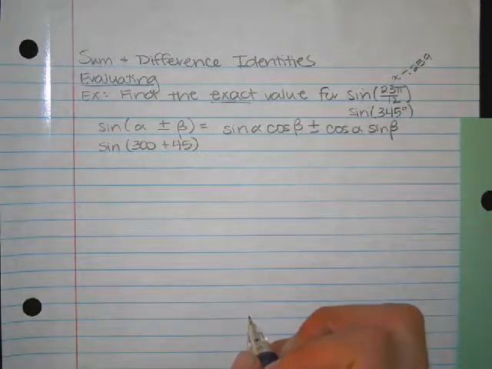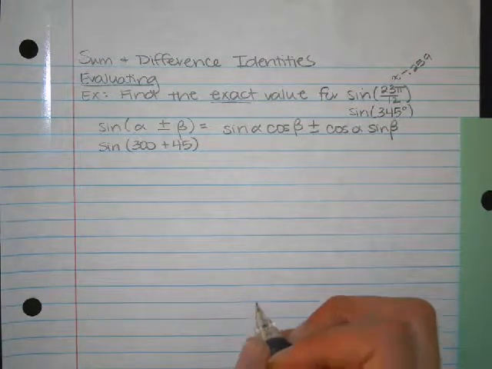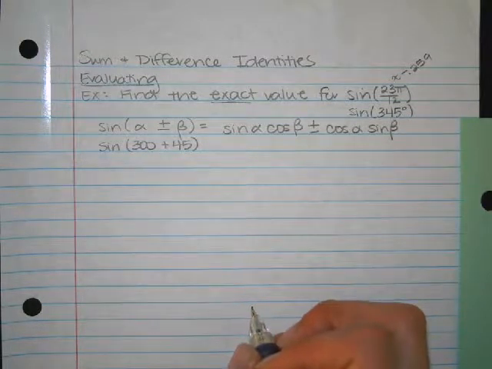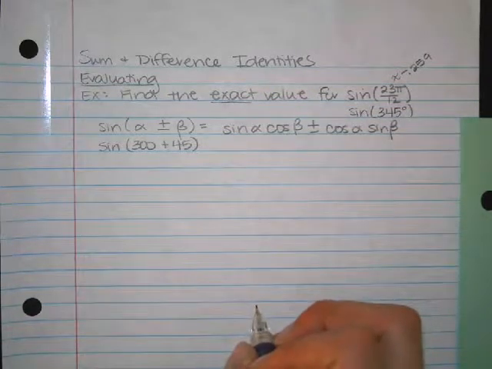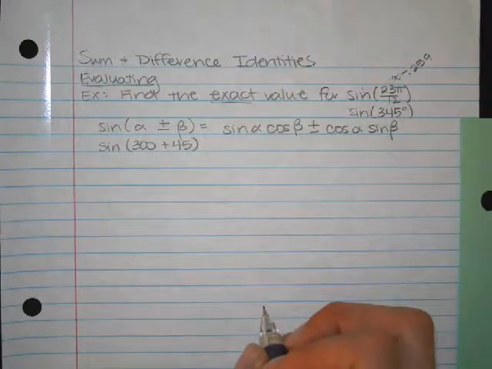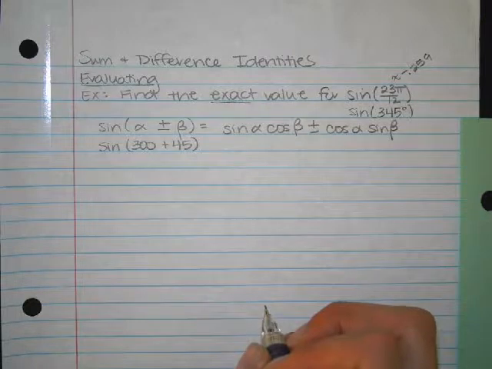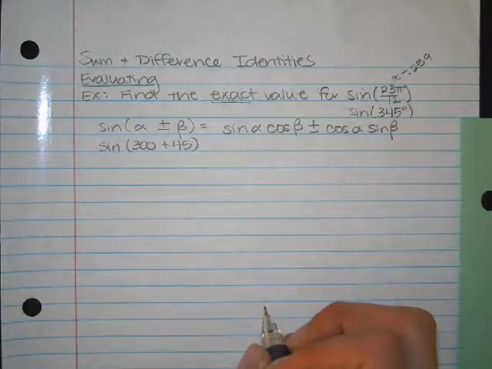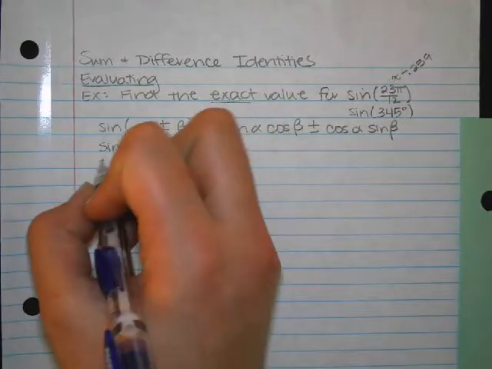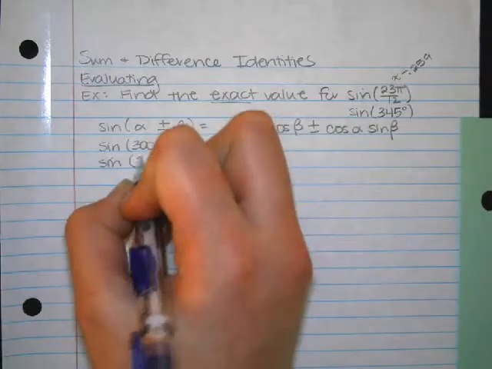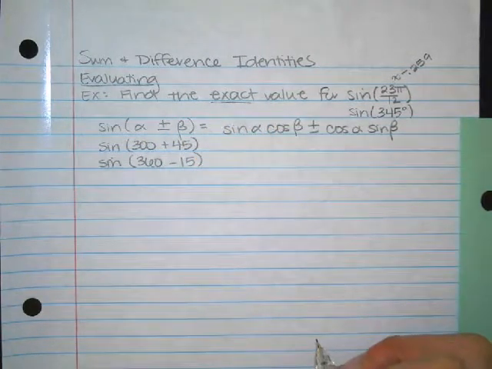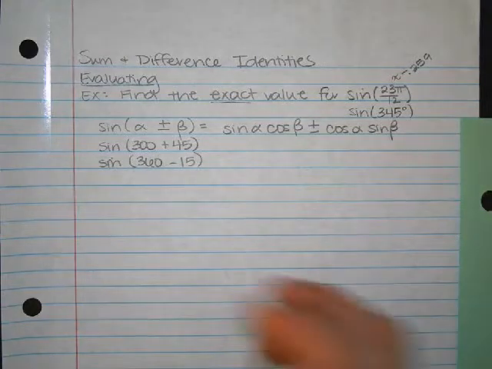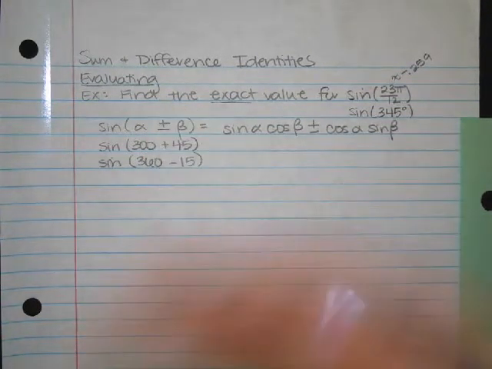Is there another way to get it? 270 plus 90 would be 360. 270 plus 75, but 75 is not on the unit circle. What about, I've got another one, hold on. What about 360 minus 15? Ooh. So this is sum and difference, so you could add or subtract to get there.